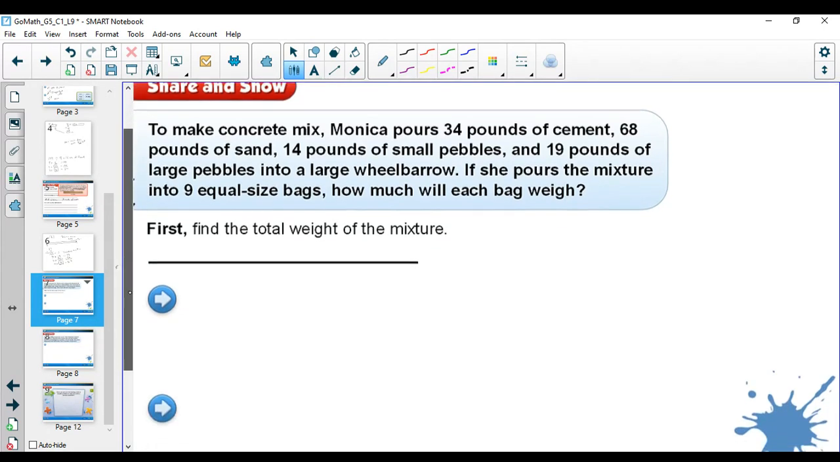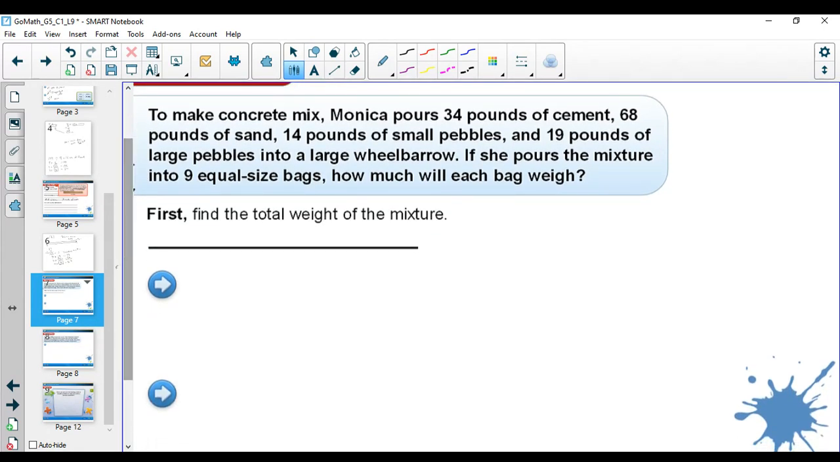So here, this problem says to make concrete mix, Monica pours 34 pounds of cement, 68 pounds of sand, 14 pounds of small pebbles, and 9 pounds of large pebbles into a large wheelbarrow. She pours the mixture into 9 equal-sized bags. How much will each bag weigh? So again, go ahead and pause it and then see if you can figure it out.